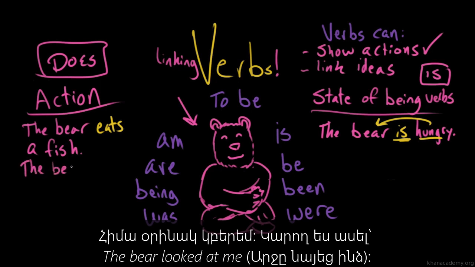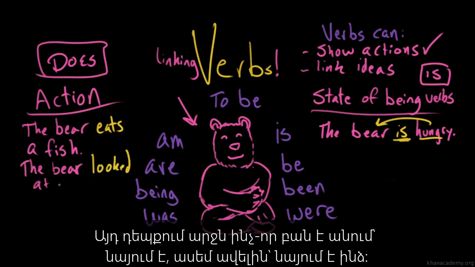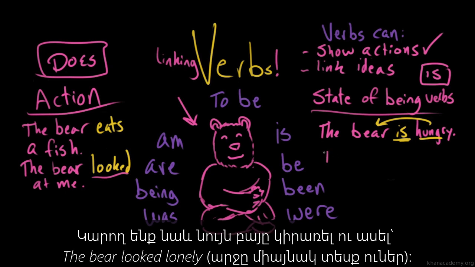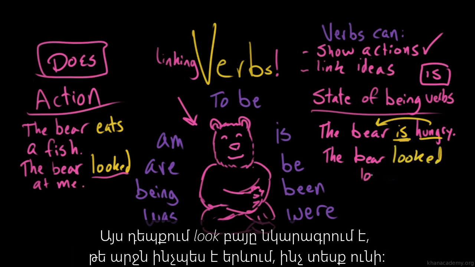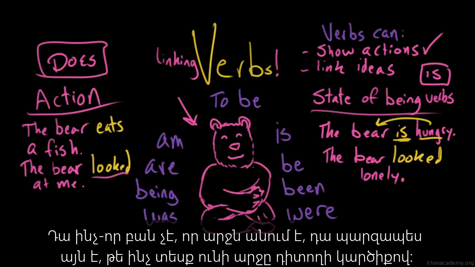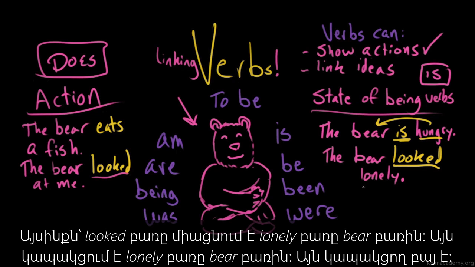You could say, the bear looked at me, which is to say the bear is doing a thing, looking at something, namely me. But we could also say, using the same verb, the bear looked lonely. Now, in this case, this is describing how the bear looks, what the bear looks like. This looking is not something the bear is doing, it is how the bear appears to a viewer. So, looked is connecting lonely to bear. It is linking lonely to bear. It is a linking verb.